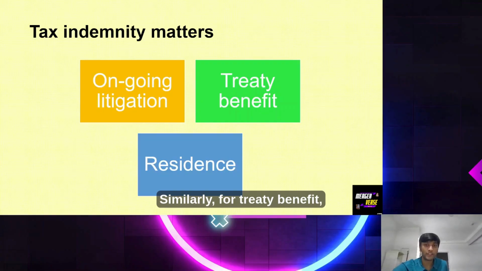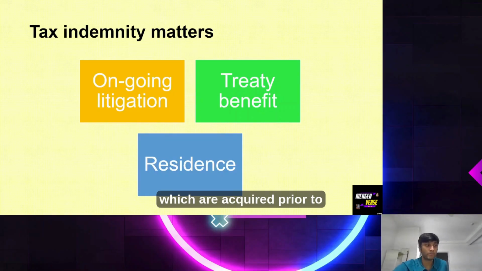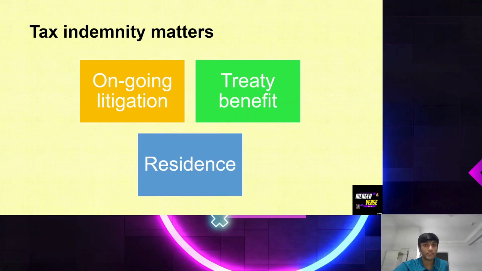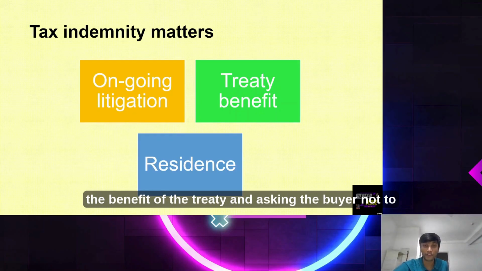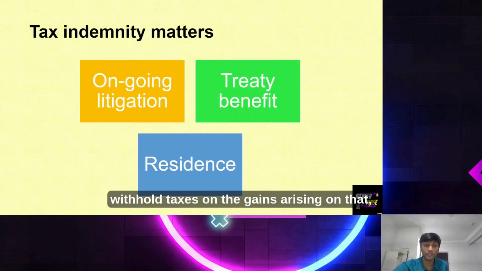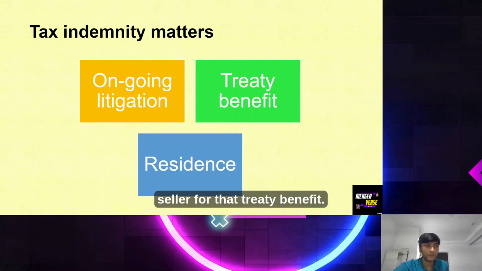Similarly for treaty benefit, and this is more common where the sellers have shares which are grandfathered. Grandfathered shares are basically shares which are acquired prior to 1st April 2017 from countries that have a favorable tax treaty with India, which exempts capital gains tax in India. For example, Mauritius and Singapore. If the seller is taking the benefit of the treaty and asking the buyer not to withhold taxes on the gains arising on that, then the buyer would want an indemnity from the seller for that treaty benefit.